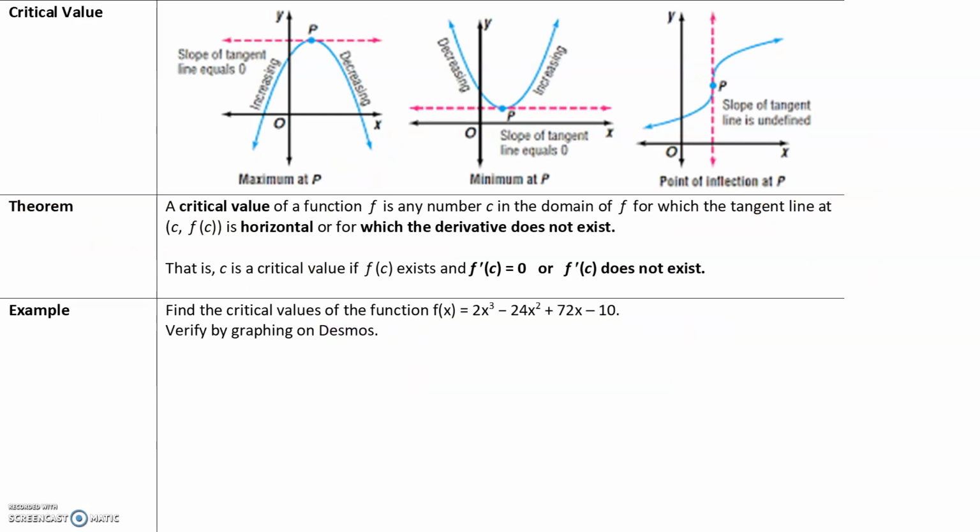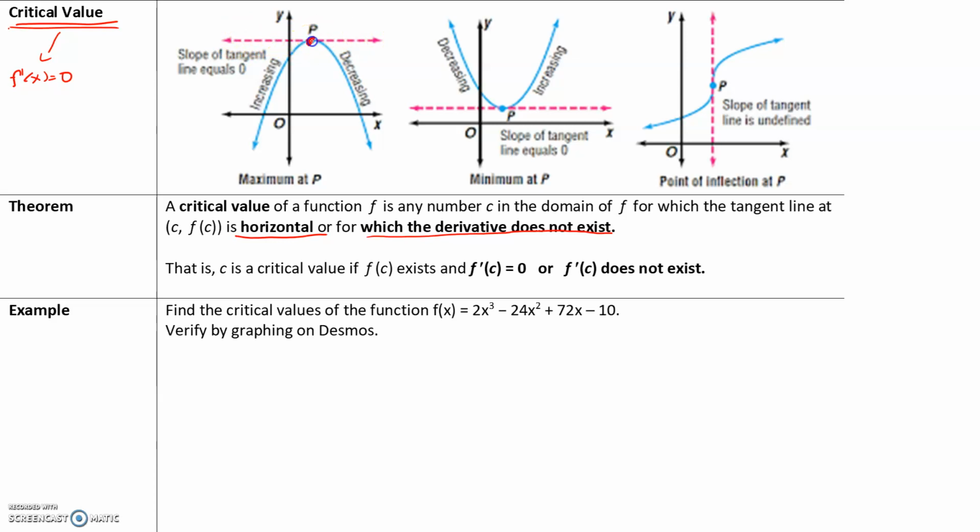Now, we're going to talk about the critical value, which will be an important topic in this chapter. So here's a definition. A critical value of a function f is any number c in the domain of f for which the tangent line is horizontal or for which the derivative does not exist. So the critical value can be found in two different ways. One is if f prime of x is equal to 0. If the derivative is 0, then the slope of the tangent line is 0. So this is what it looks like.